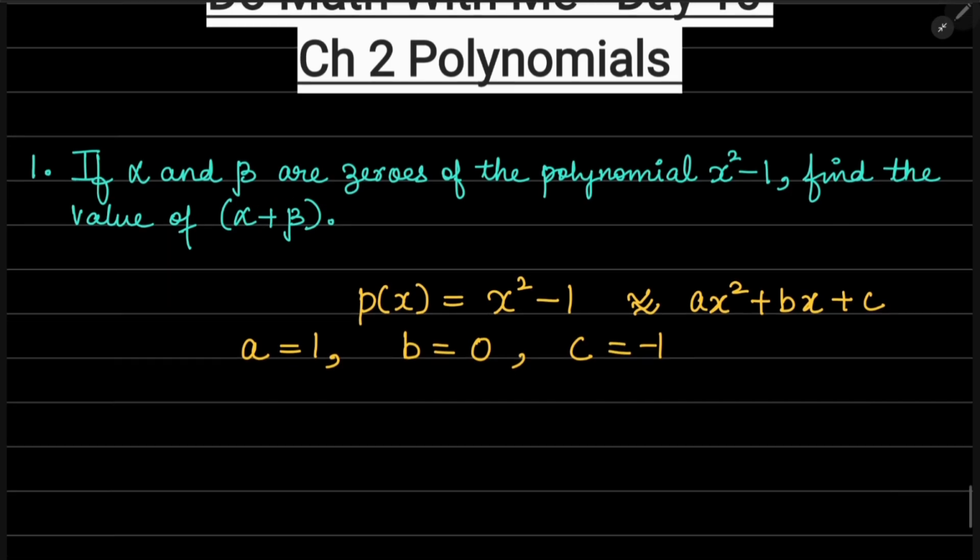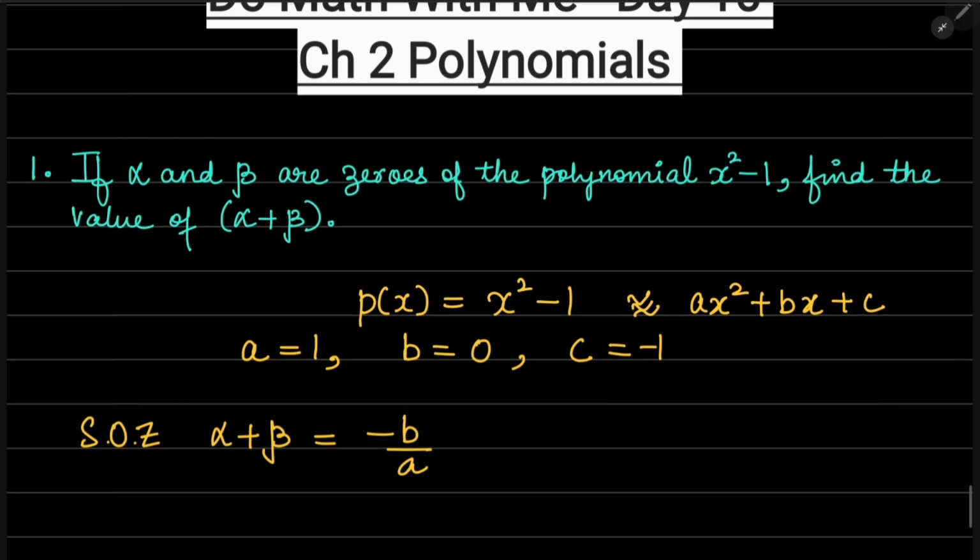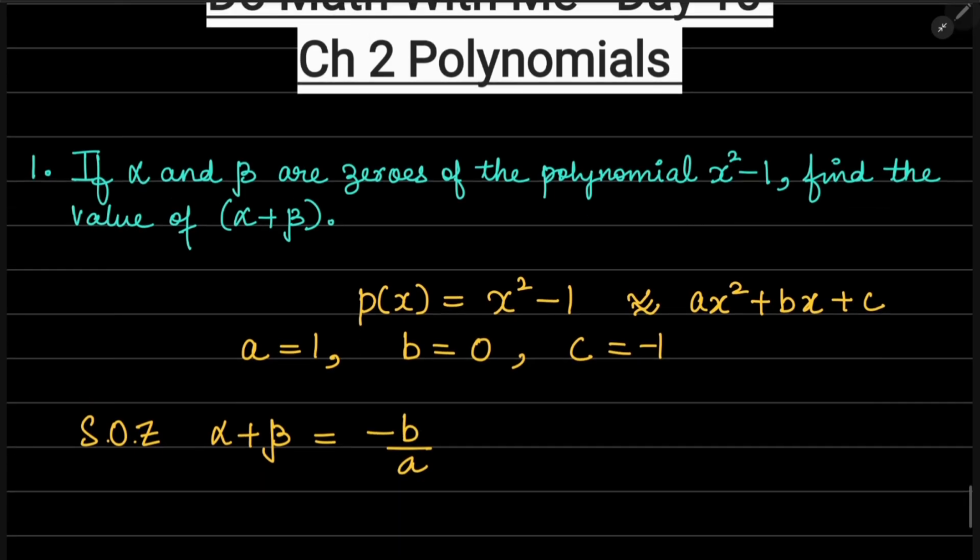Now, since you're already given that alpha and beta are the zeros, the sum of the zeros, that is alpha plus beta, is equal to minus b by a. This is the formula, right? You have to find alpha plus beta, which is nothing but the sum of the zeros. So what is the formula? It is minus b by a. So minus 0 divided by a, which is 1. So the answer is 0. That's your answer. A good 1 mark question.